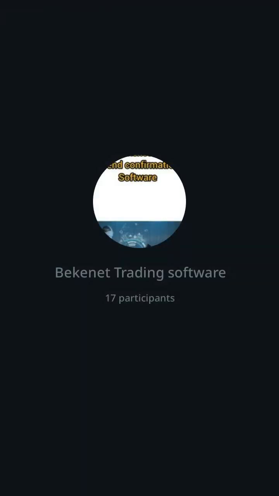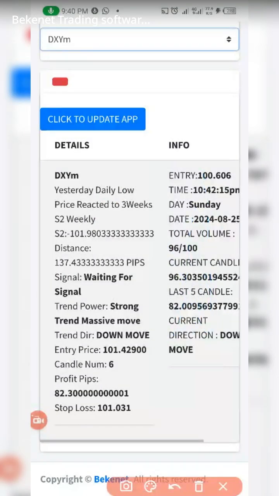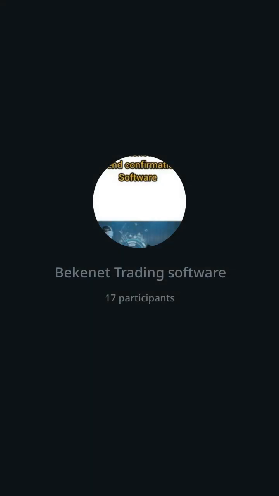What you need to focus on is what? Let me label it so that you can see. This is 1, this is 2, and this is 3. Only. Every other thing, leave it. It's none of your business. Focus on number 1, which is the signal. Focus on number 2, which is the trend direction. Focus on number 3, which is the candles number.